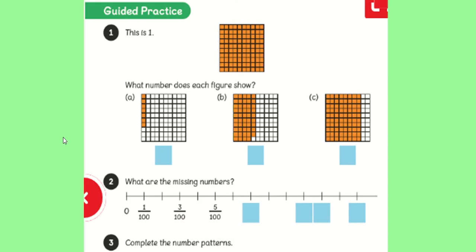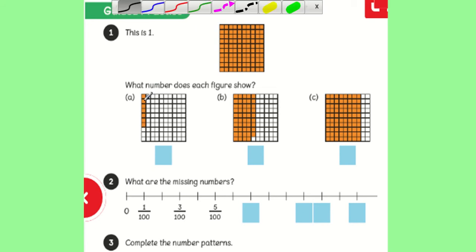Now it's time for our guided practice, okay? So if you want to work through this with me, then you can. If you want to have a go yourself, then pause the video. This is 1. When we've got it all shaded in, it's 100 hundredths, which is 1. It's 1 whole. What number does each figure show? Okay, so all we need to do is count how many squares are shaded in. You see it out of 100.